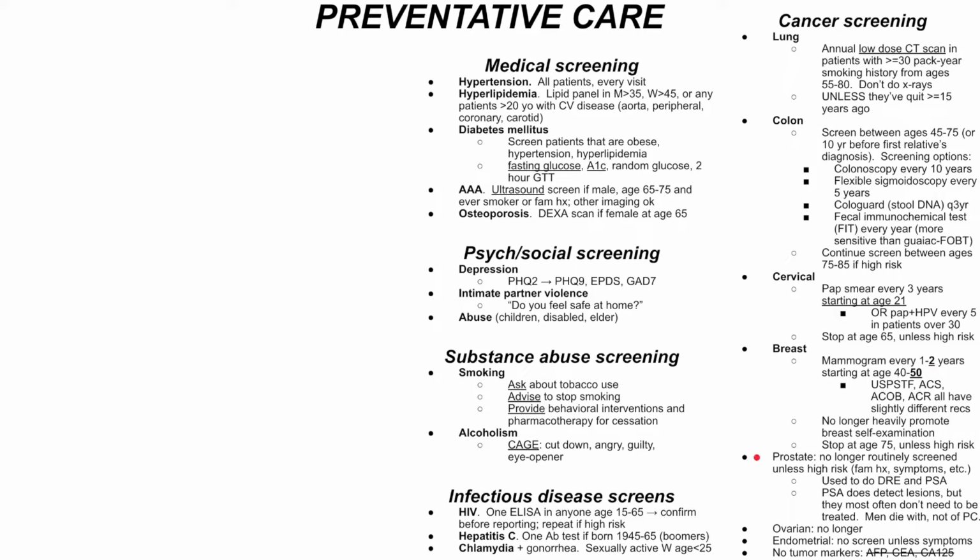Prostate cancer is one that we used to screen for and stopped kind of recently. So you still want to screen for prostate cancer in high-risk individuals. This is people that have a family history of prostate cancer, specifically of a family member who died of prostate cancer, or somebody who has urinary symptoms. Perhaps we used to do the digital rectal exam as well as a PSA blood test. The PSA does detect lesions, but they most often don't need to be treated.